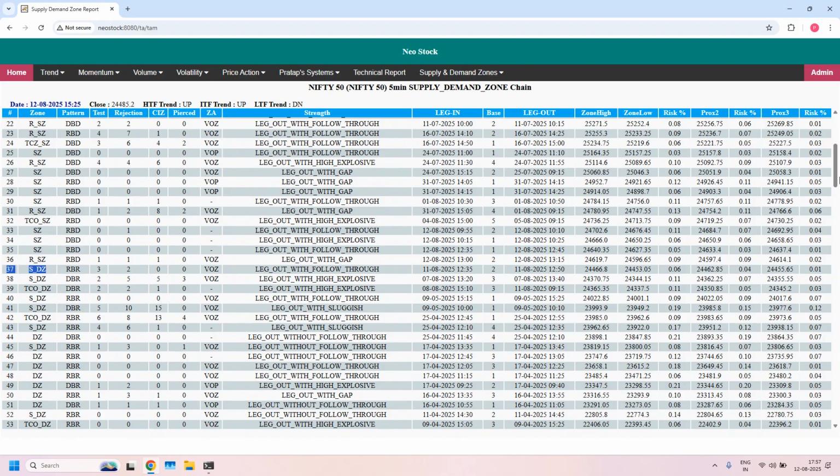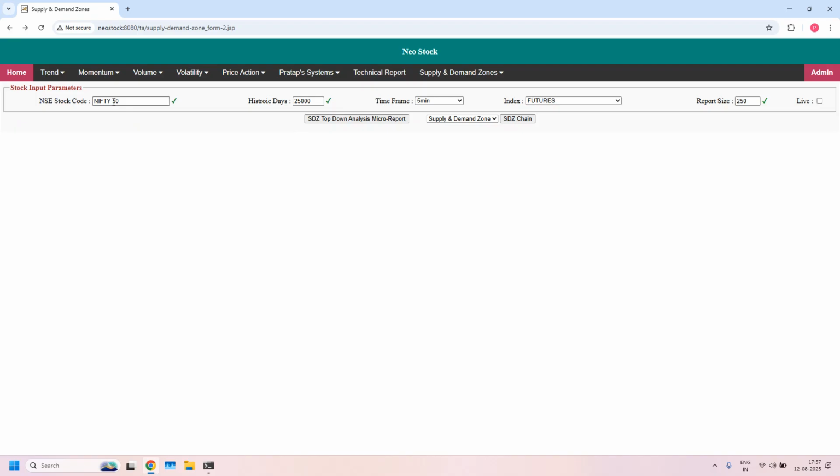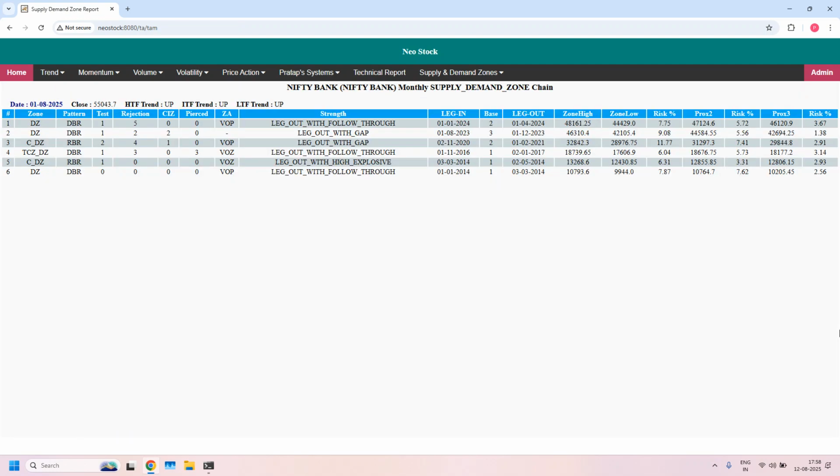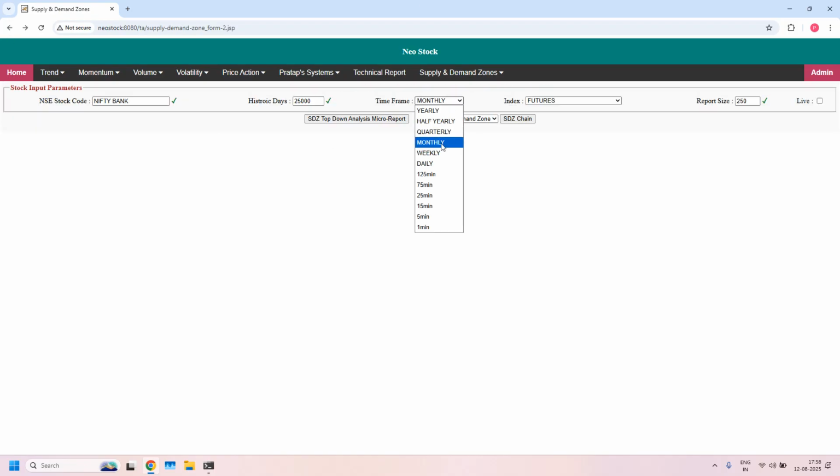Next, I will generate BANKNIFTY supply demand zone chain. I'm going back, changing the name to NIFTY Bank. That is nothing but BANKNIFTY. Generating monthly supply demand zone chain for BANKNIFTY. Okay, next, generating a weekly supply demand zone chain for BANKNIFTY.